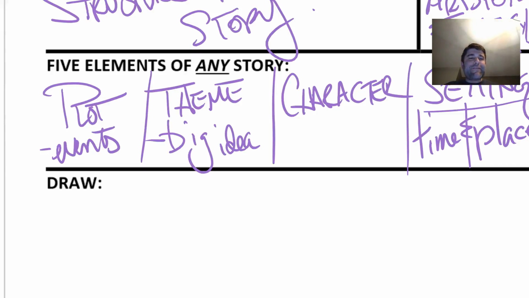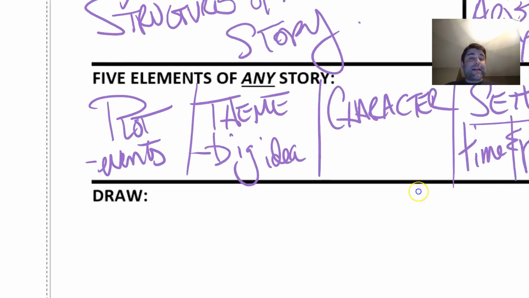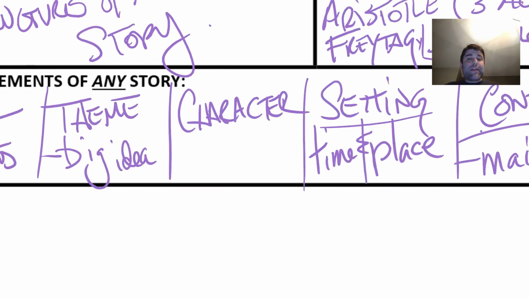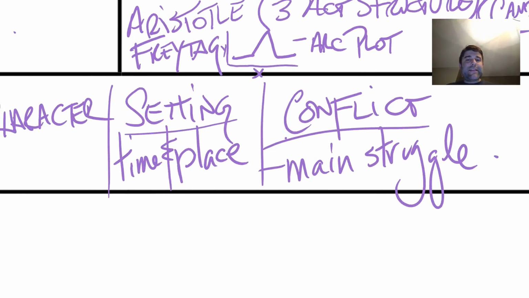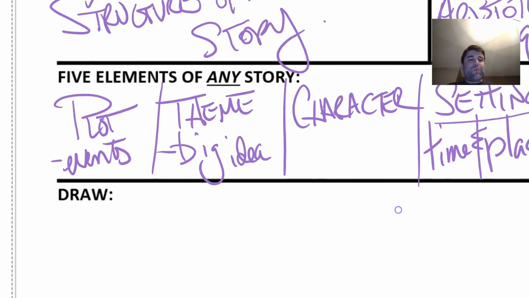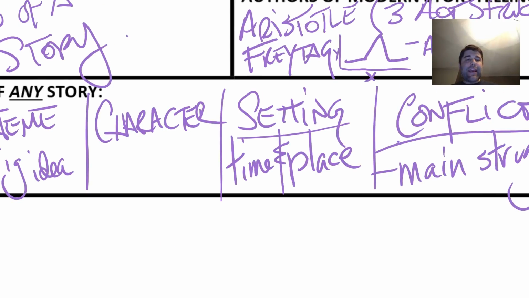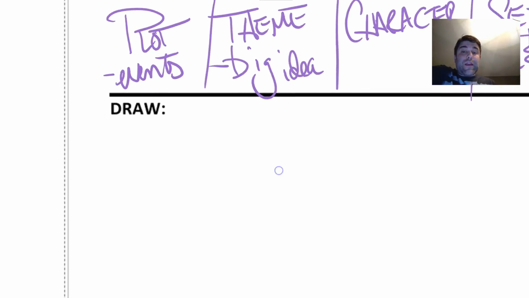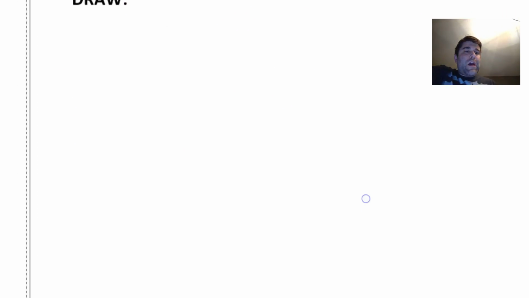All right, guys, so we just got finished talking about the 5 elements of any story. Those 5 elements are plot, theme, character, setting, and conflict. We're going to hit each one of these in their own special way, with the exception of setting. It's really simple and it's important, but I don't want to delve into it right now. I mean, it's time and it's place. And as long as you've got those two things in your story, then you're good to go.